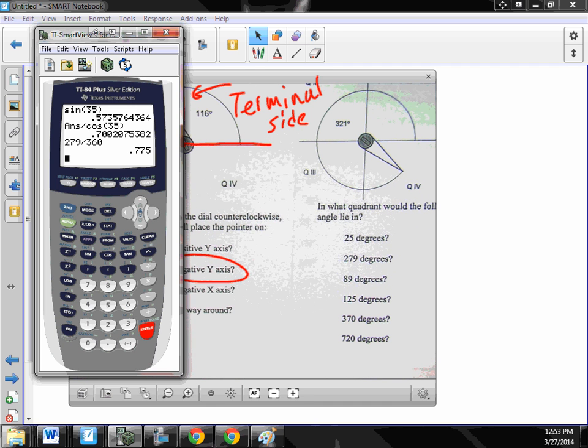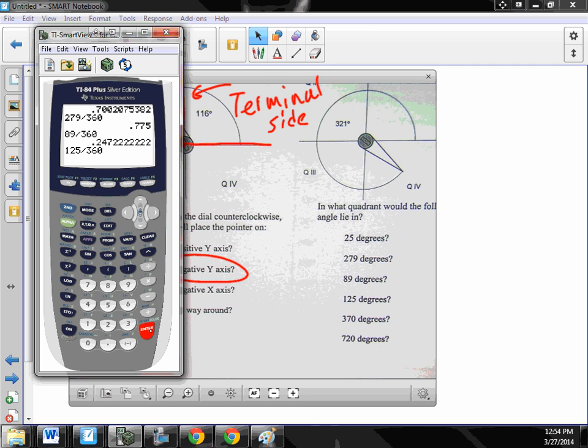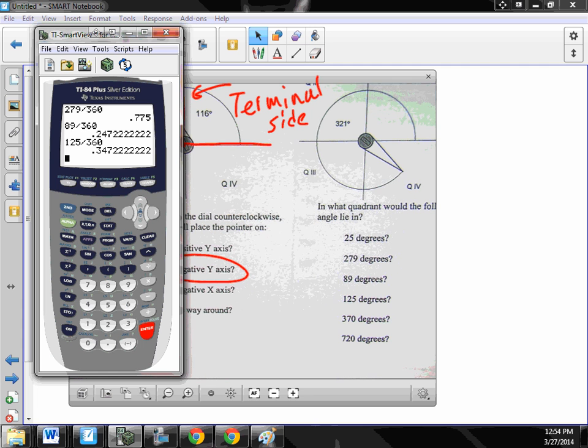1, how come? It's just slightly less than 90, obviously bigger than 0. So if I did 89 divided by 360, what should I expect? Should be really close to 25. Slightly below 25. And it is. All right, 125. Where does 125 land? 2. It's bigger than 90, less than 180. So what would I expect this decimal to be? 30, 40%, somewhere in there. It's got to be less than 50 and bigger than 25. Okay.